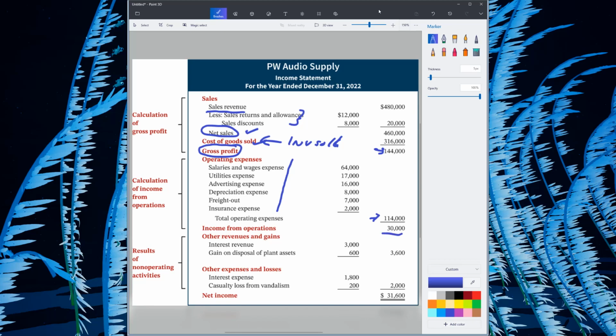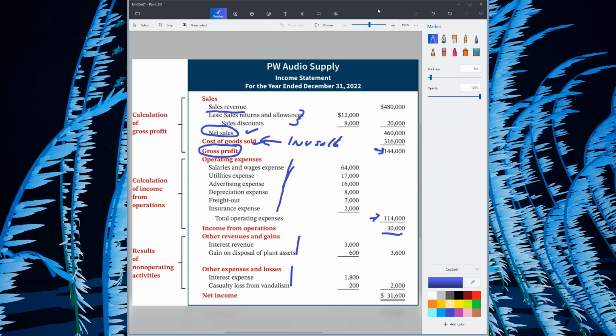And then we have some other smaller ones, other revenues and gains, other expenses and losses. And when we say other, we basically say they're not directly related to running our business. They're not a cost of goods sold. In other words, they're not the buying and the selling inventory, and they're not expenses. They're not these type of expenses that are directly related to running our business. They're some other smaller thing, and we will learn more about them later on.